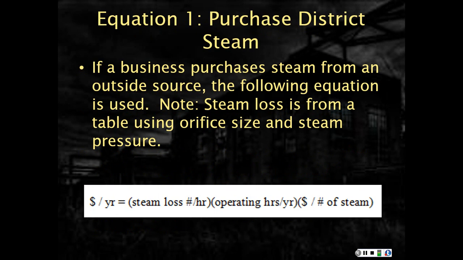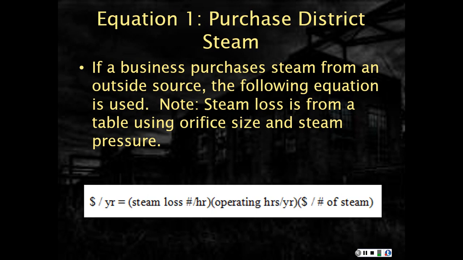So in this case, to calculate energy savings due to replacing or fixing leaky steam traps, I actually have two different situations that I have to worry about. The first equation is if I'm purchasing district steam. In other words, I do not have my own boiler system. I'm not making my own steam. I'm actually purchasing it from either a municipality or a private producer, whatever. I'm not producing it on site. I'm purchasing it. So the following equation is located at the bottom of this slide.